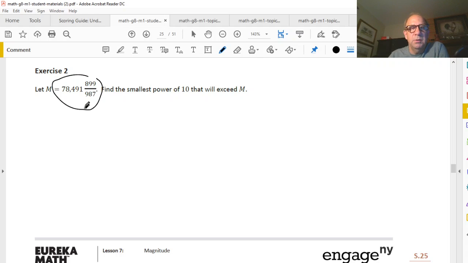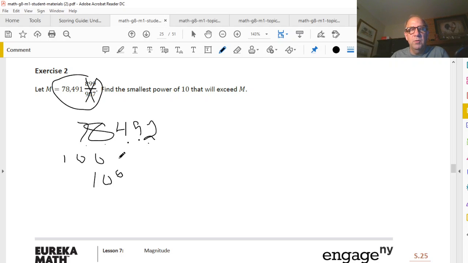Well, let's make this a little bit easier. If I say 78,492, that would be bigger than this, by whatever fraction. So I just need a power of 10 that's bigger than this. So I've got 10 to the 1, 10 to the 2, 10 to the 3, 10 to the 4, 10 to the 5. So if I do 10 to the power of 5, it should be bigger than this because I would have 10 with 5 zeros.